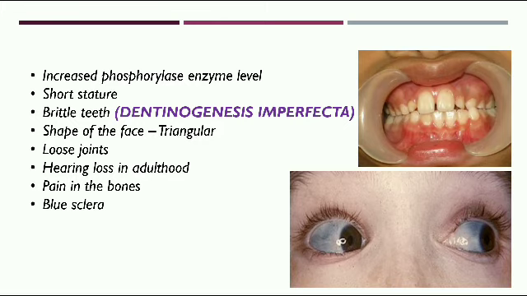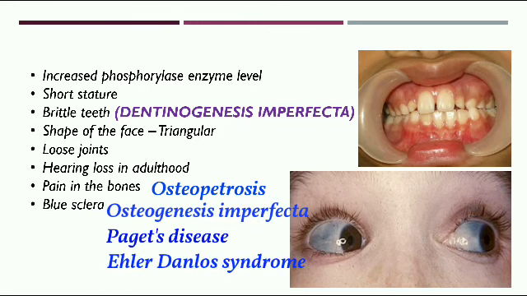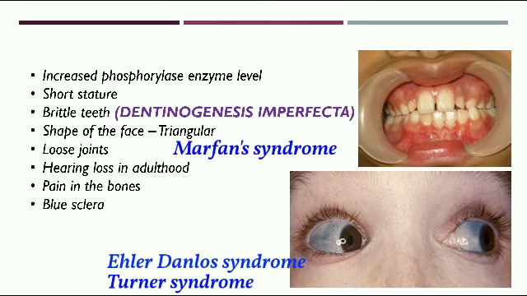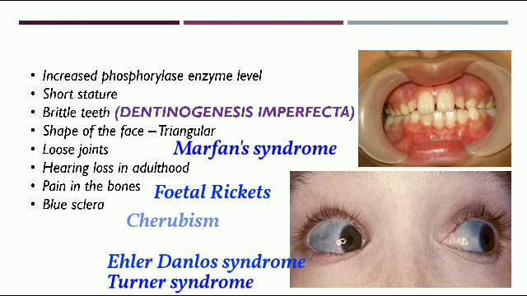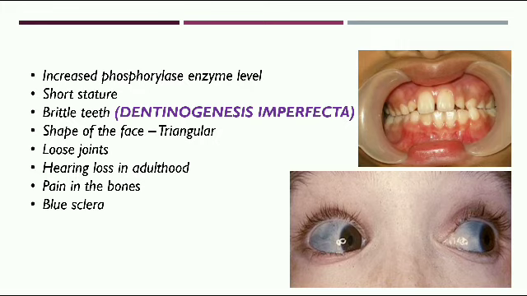Okay, so blue sclera will also be seen in osteopetrosis, osteogenesis imperfecta, Paget's disease, Ehlers-Danlos syndrome, Turner syndrome, Marfan syndrome, fetal rickets, and cherubism. Okay, see, you have to remember all of these names where blue sclera is present, because all of these carry a lot of weightage. They might come in your NEET MDS exams. So you must be aware of all of these diseases where blue sclera is also seen. Okay, now moving on to the next slide.